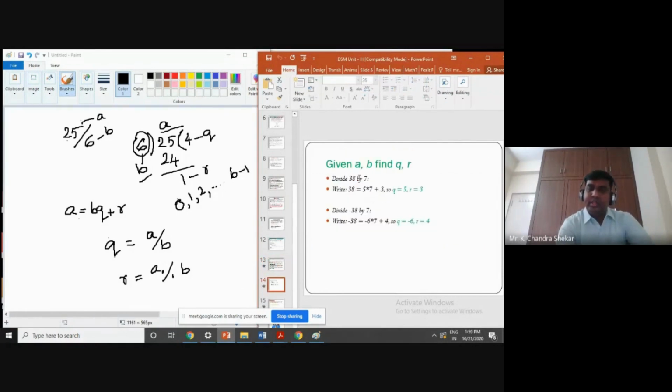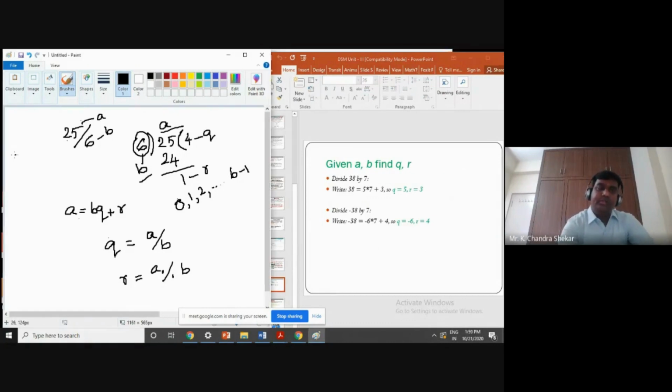Now let me just divide 38 by 7. If I take 38 by 7, what will be the result? 38 is the dividend. Now if I divide by 7, how many times can I divide? 7 fives are 35. So the remainder is 3. So I can write 38 as 5 into 7 plus 3. So Q equal to 5 here and R equal to 3.